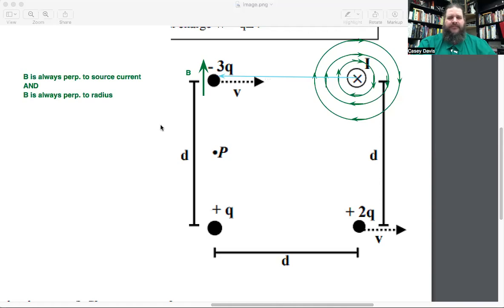Okay, thank you. Any other questions on the direction of the magnetic field so far?